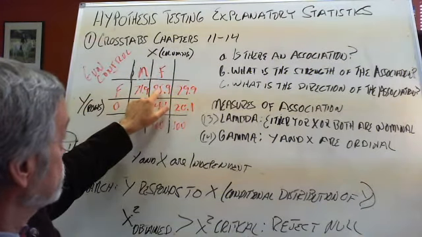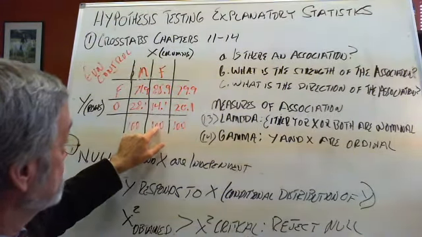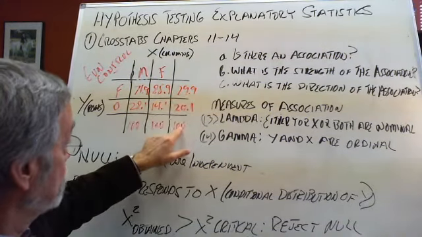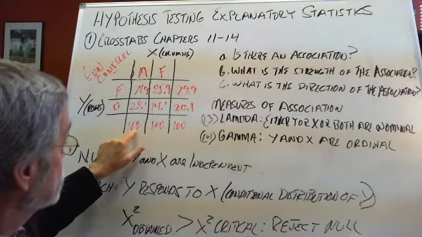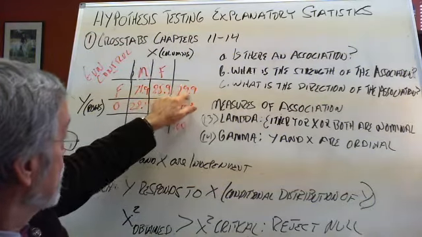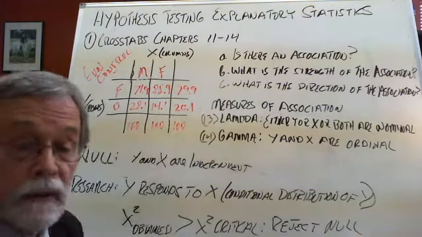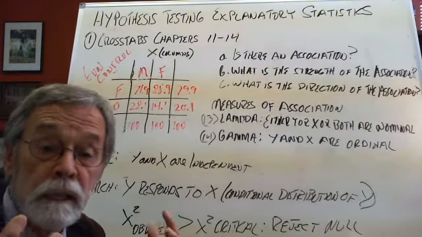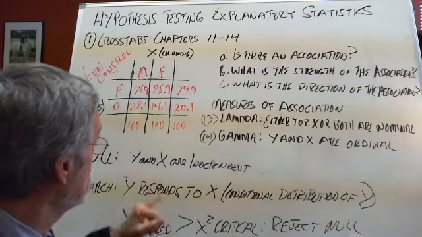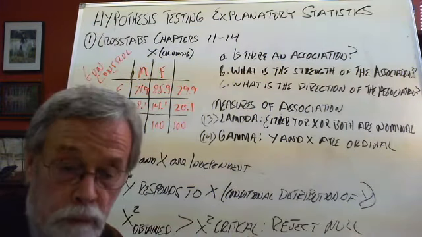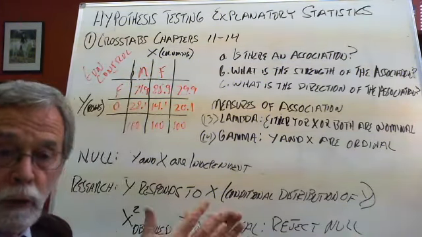The frequency here in the expected would be this value times that value divided by this. For this one, it would be this value times that value divided by this. And that's how you would get the expected. That would be the expected table if the null hypothesis were true.